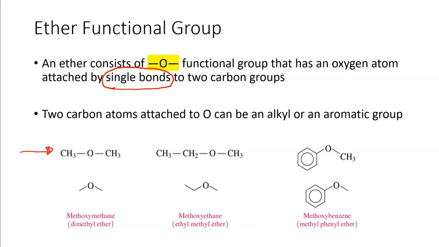So this oxygen can be attached to an alkyl group or an aromatic group. These are some examples of alkyl groups: methyl, ethyl, and this is an aromatic group attached to oxygen.